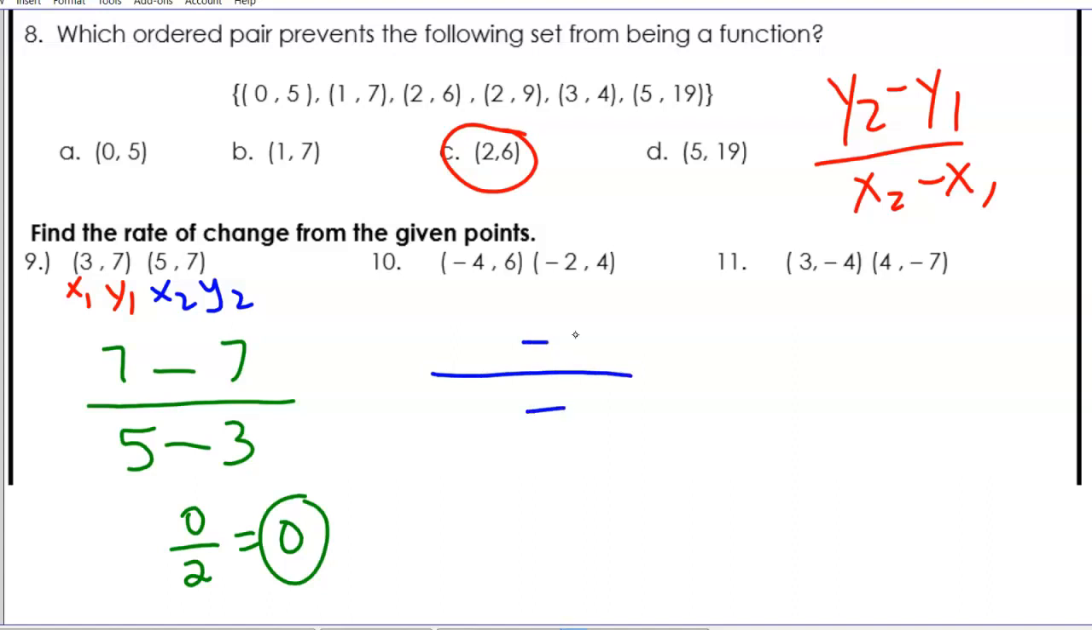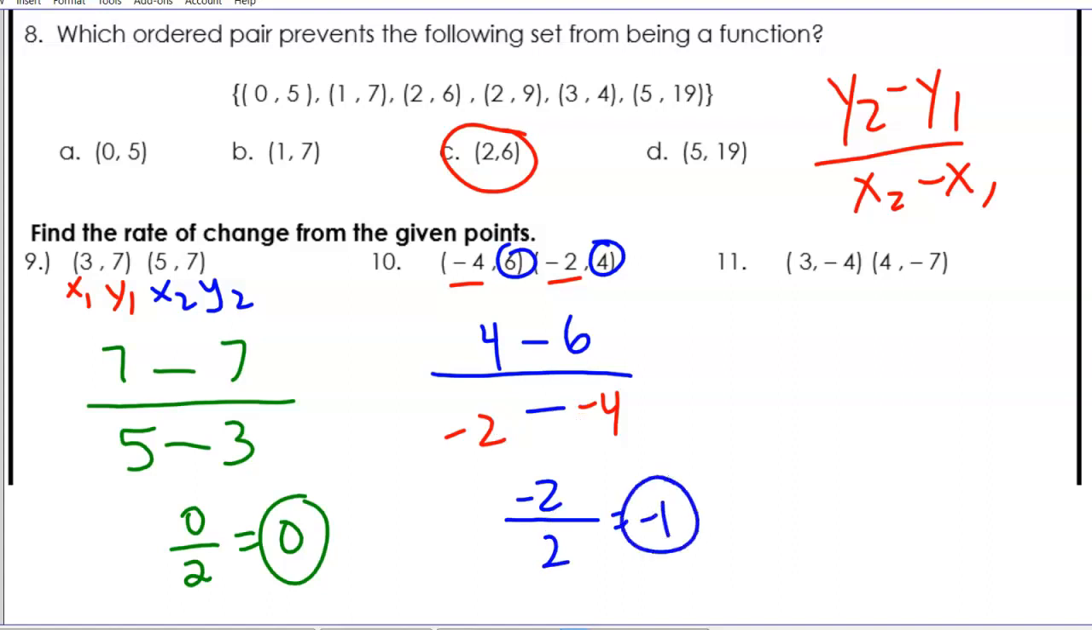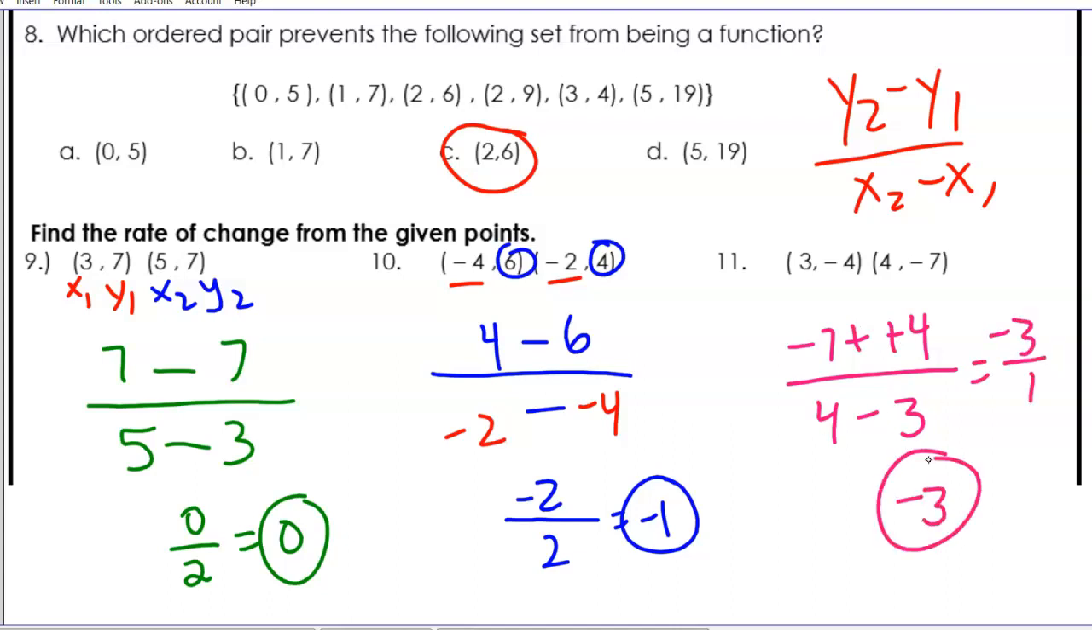My next giant subtraction fraction, y minus y over x minus x. Be careful here, I have a lot of negatives in a row. Use your calculator if you need assistance. Negative 2 minus negative 4 is going to be 2. And the last one here, y minus y over x minus x is going to be negative 3 over 1, which is negative 3.